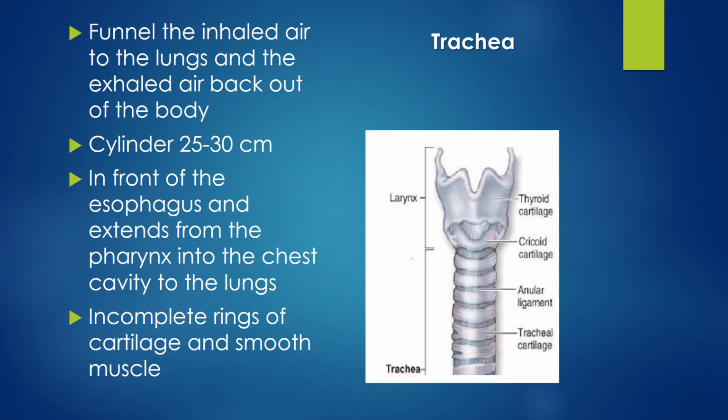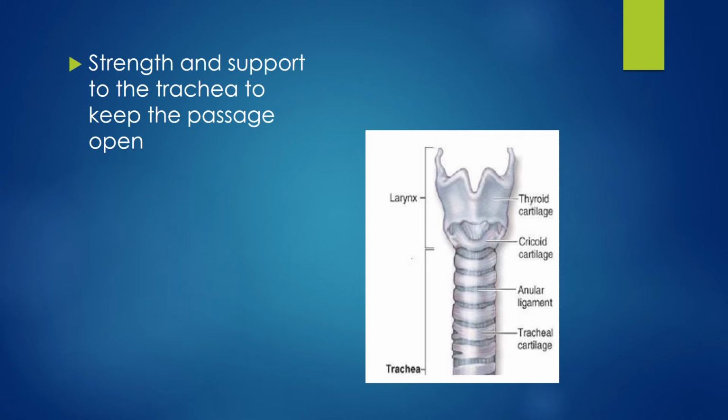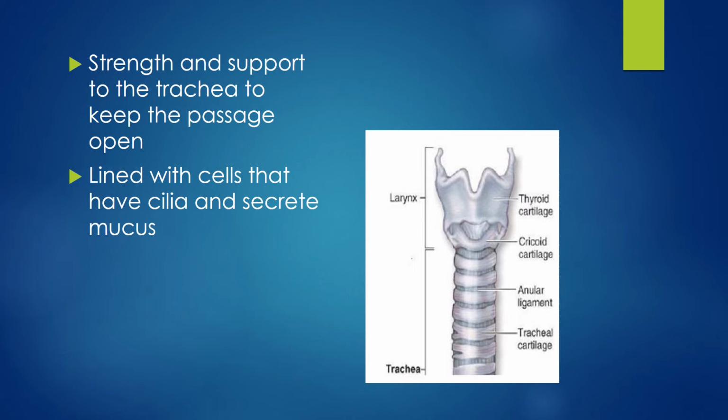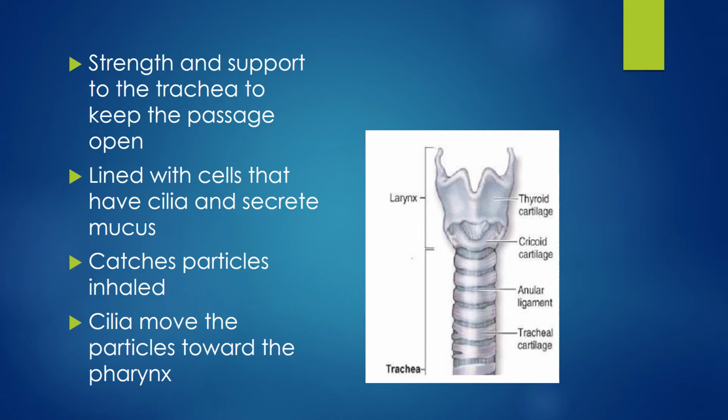It is made of incomplete rings of cartilage and smooth muscle. The cartilage provides strength and support to the trachea and keeps the passage open. The trachea is lined with cells that have cilia and secrete mucus. The mucus catches particles that have been inhaled, and the cilia move the particles toward the pharynx.